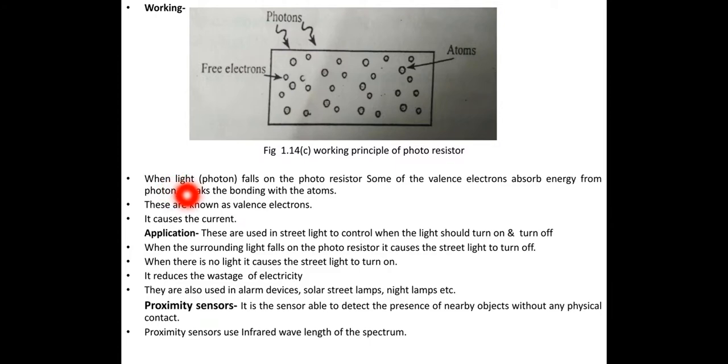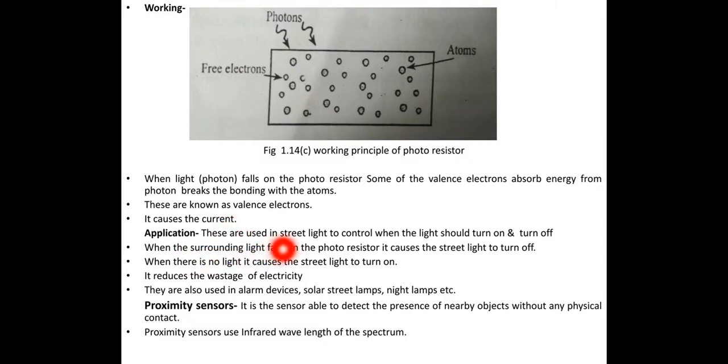Okay, so when the light falls on the photoresistor, some of the valence electrons absorb energy from the photon and break the bonding with the atoms, and when they break the bonds between the atoms, current flows. So these are known as valence electrons and it causes the current.